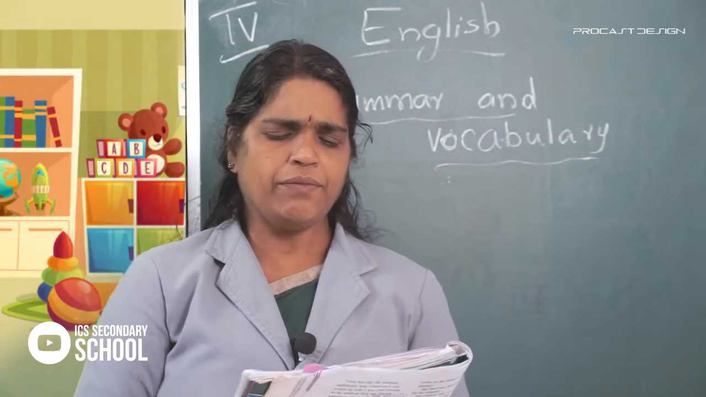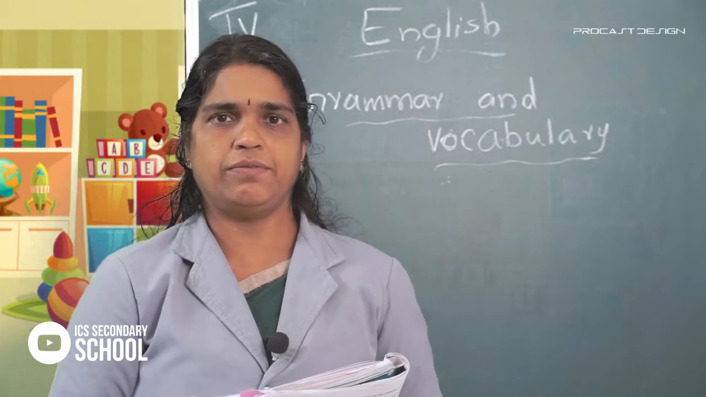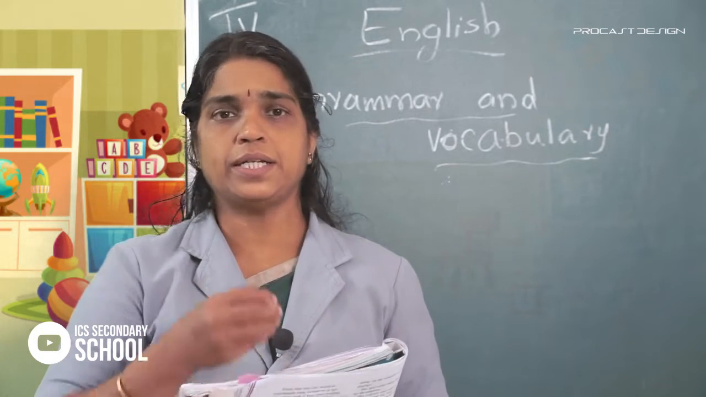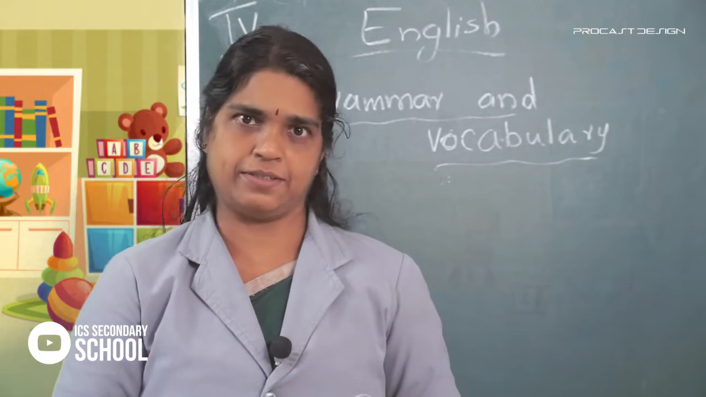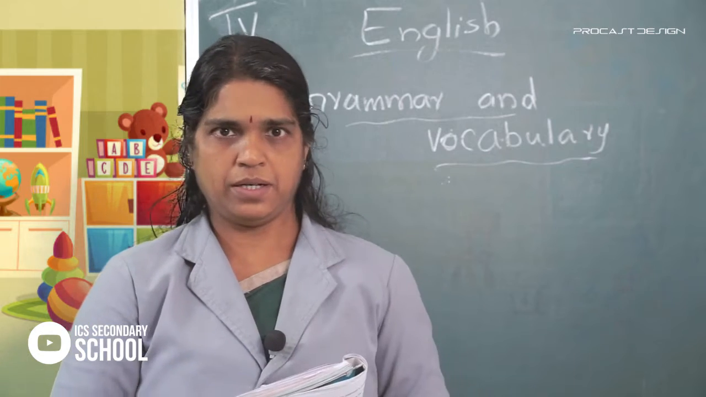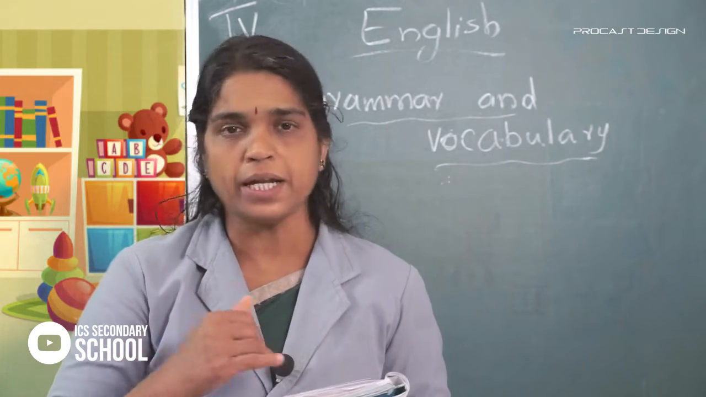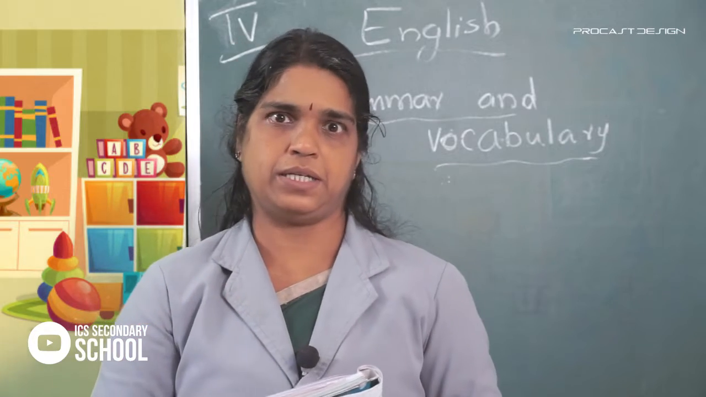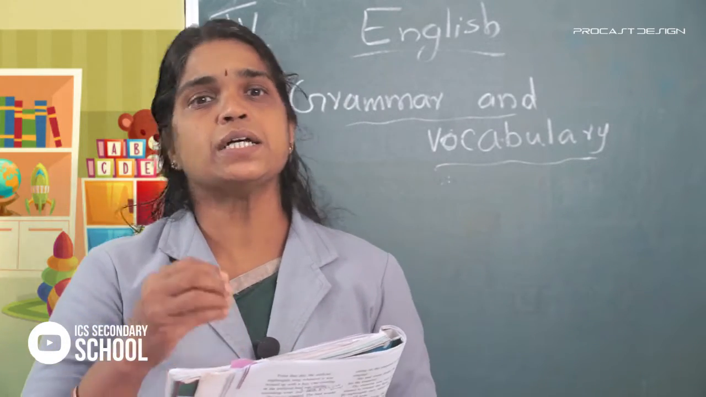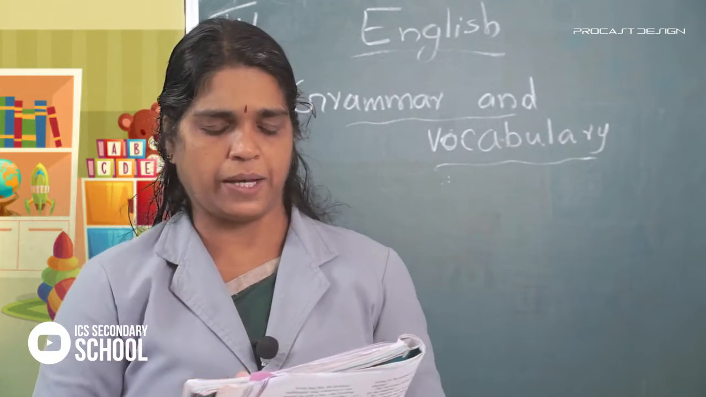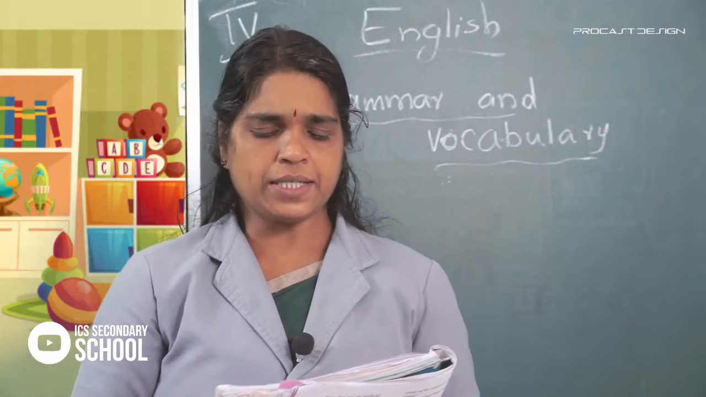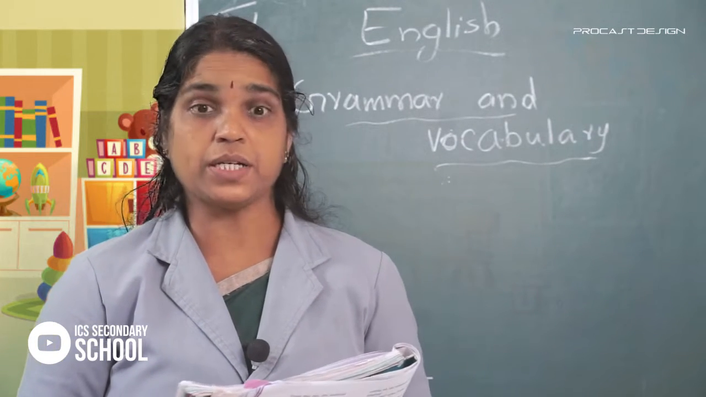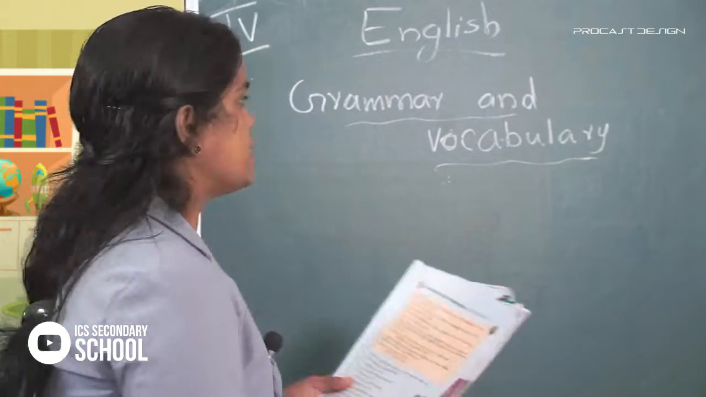Okay. Example. We live in a big city. This is a statement. It tells us something. We are friends. India is my country. It tells us something. That means they are statements. Then next, a sentence that asks something is called a question.